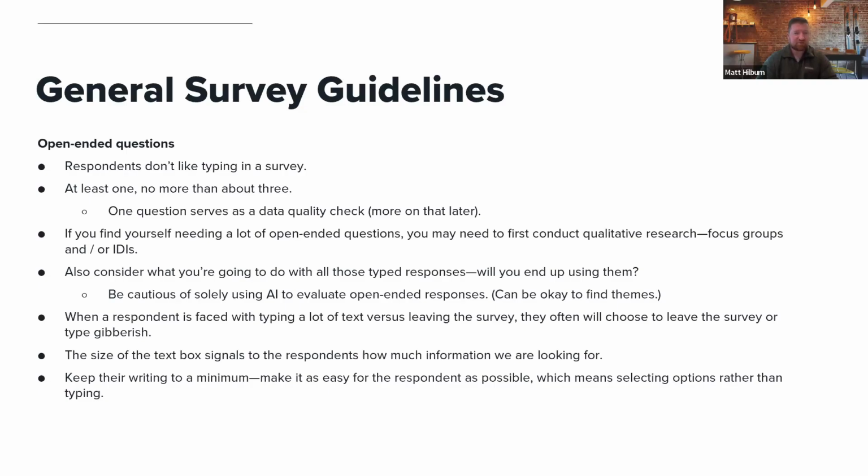Would you really use all of that information? And if so, then maybe that's a good approach.